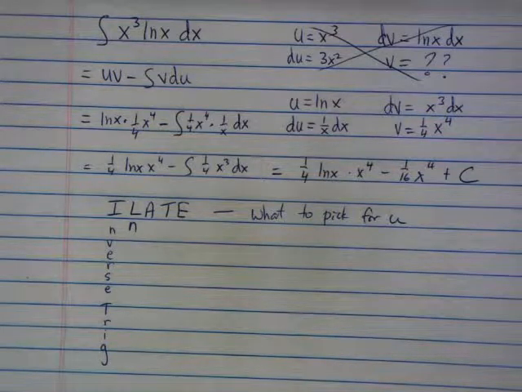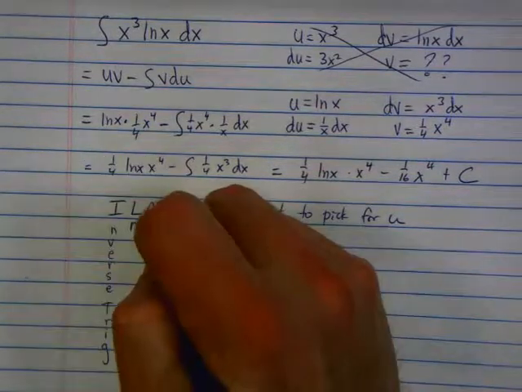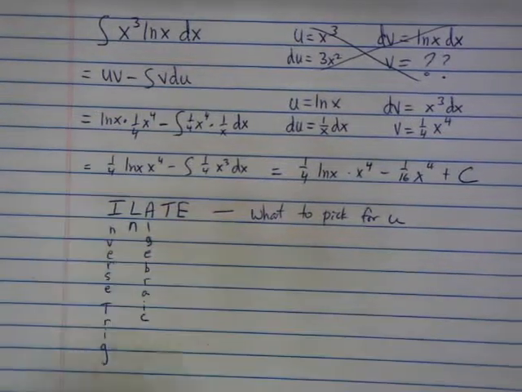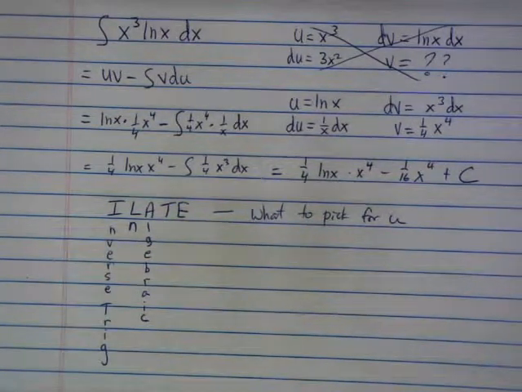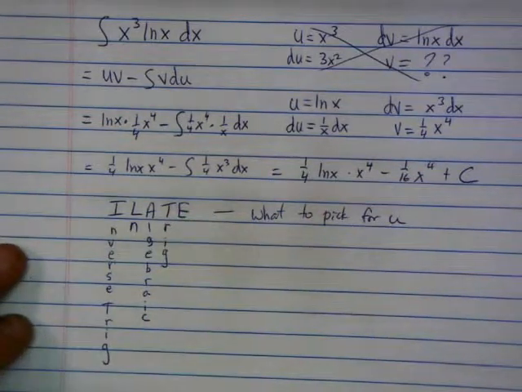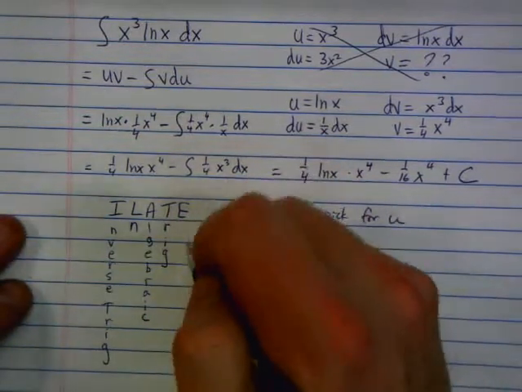A, anybody guess what A stands for? This is algebraic. What does algebraic mean? Polynomials. x, x squared, x cubed, x to the 4th, that's algebraic. T stands for? Trig. And last, E is exponential.